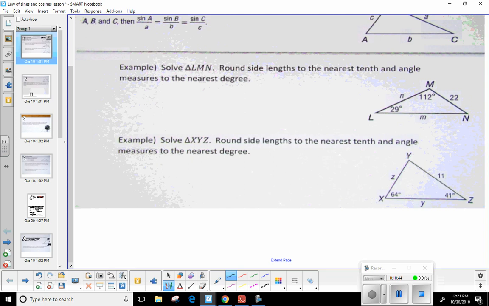Yeah, if you've got two angles, I just go ahead and find the third one pretty easy. So somebody help me out. What's 64 plus 41? Oh, 105. So what's 180 minus 105? Okay, so angle Y should be 75 degrees. Now I'm going to start with that pair. So sine of 64 over the side opposite, 11, equals, well, now it just depends on what we want to solve for next.